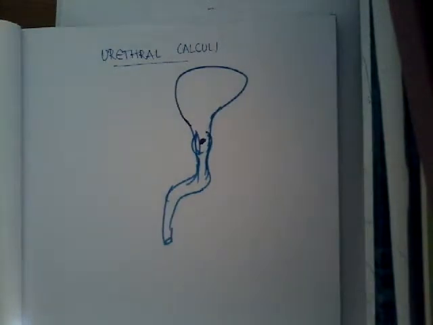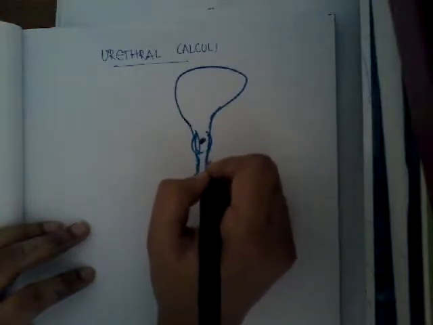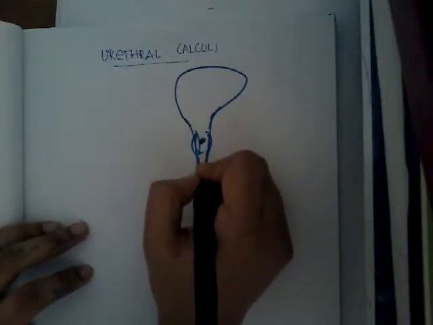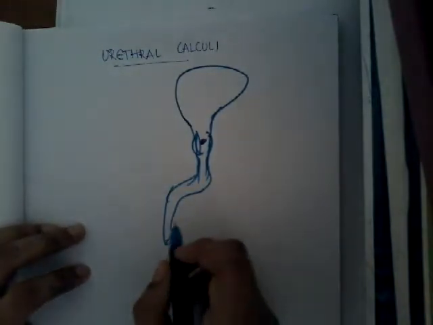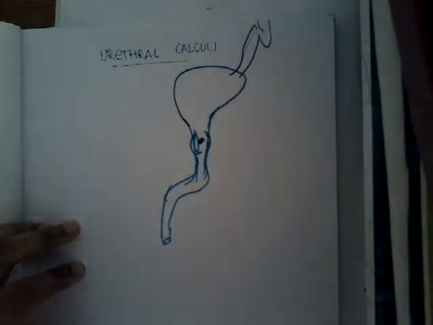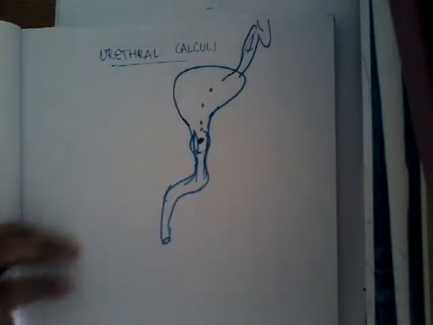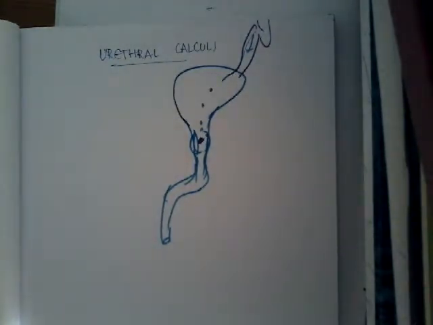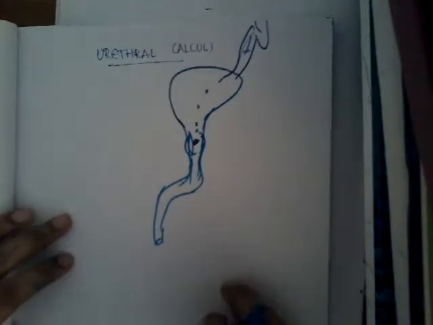Okay, it can be primary. They can be due to a stricture or a posterior urethral valve which has formed. Because of that, there can be stasis of urine, which might cause supersaturation resulting in a urethral stone. Or sometimes the stone which is formed in the kidney can come down and impact in the urethra. So it can be either way: it is formed in the urethra itself, or it has come from the kidney and impacted in the urethra.